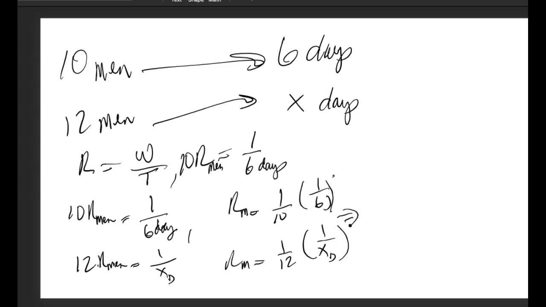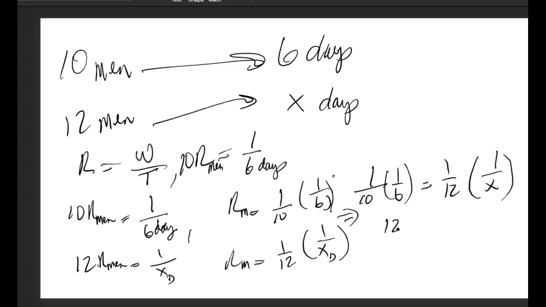And then what you do is, since these two are the same rate, we equate them. 1 over 10 times 1 over 6 is equal to 1 over 12 times 1 over X. Okay, multiply it through by 12, so we get 12 divided by 10 times 6 equals 1 over X. Then you invert and multiply, get X is equal to 6 times 10 divided by 12.